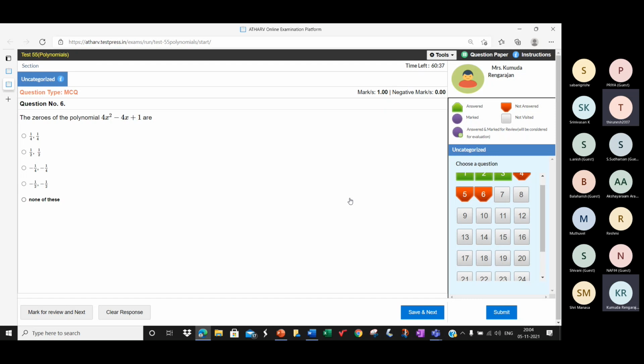One by two, comma 1 by 2. Correct. So to find the zeros, you just have to equate it to 0. 4x squared minus 4x plus 1 is equal to 0. Then now you can split the middle term and find the two zeros.